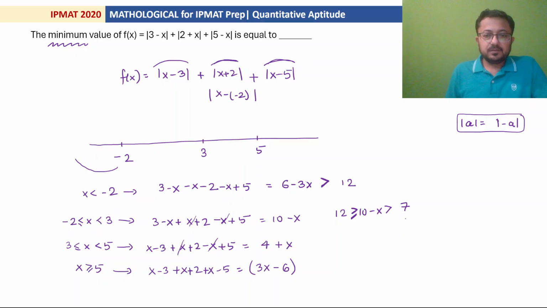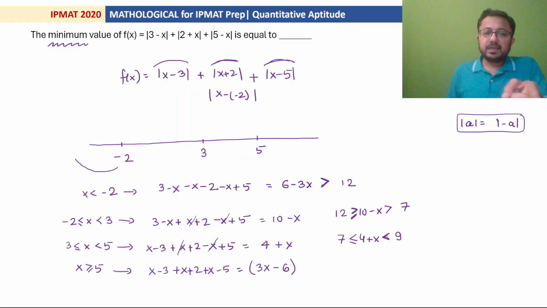Third case, when x is between 3 and 5, so at 3 वैल्यू क्या आएगा? 3 plus 4, 7. 5 पे क्या आएगा? 5 plus 4, 9 आएगा. So 4 plus x is between 7 and 9. Equality at 7. 7 less than or equal to 4 plus x less than 9.